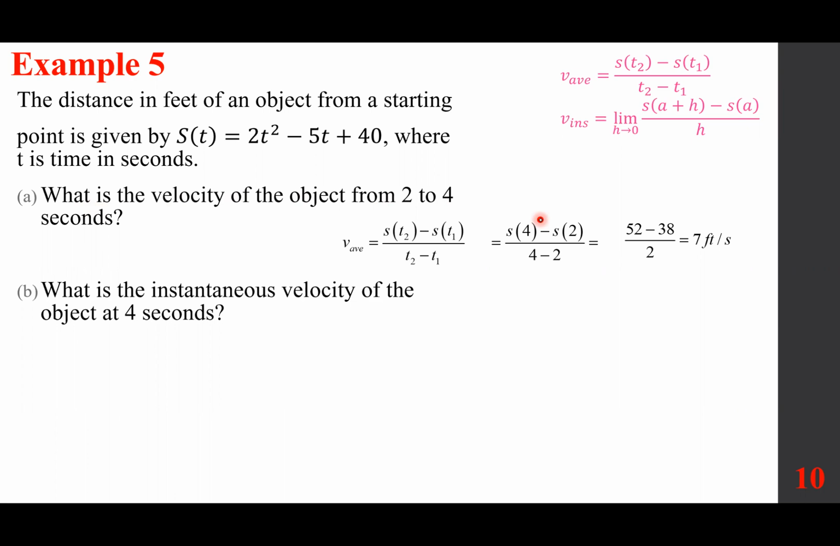Let's look at the second part. Again, even if they don't ask you for instantaneous velocity, it's just 1 point. That means we go with the instantaneous velocity. So we are going to use this. INS short for instantaneous velocity. Replace the A with number 4, everybody. Replace the A with number 4.